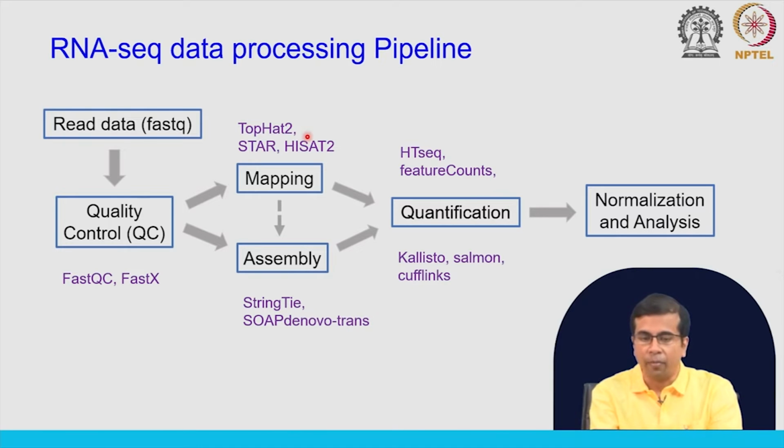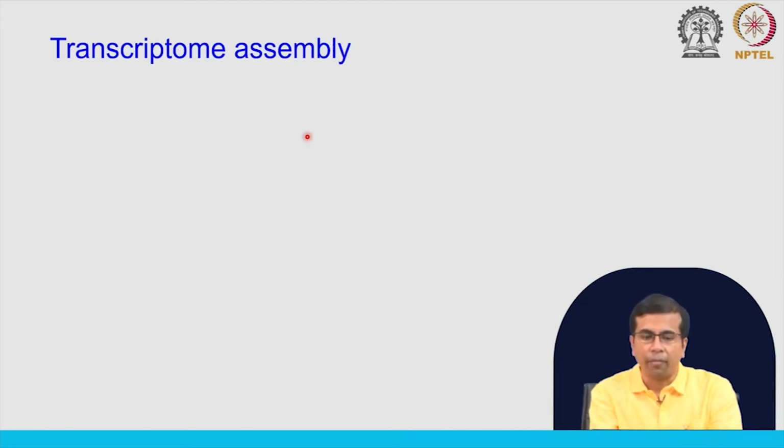Once we have done the mapping, we can now do something called assembly. Also, we can do the assembly directly from the data itself; there are tools that allow us to do that. We will discuss this today as well as in the next class. Then, once you have done the assembly, we can do the quantification. So, let us start with the transcriptome assembly.